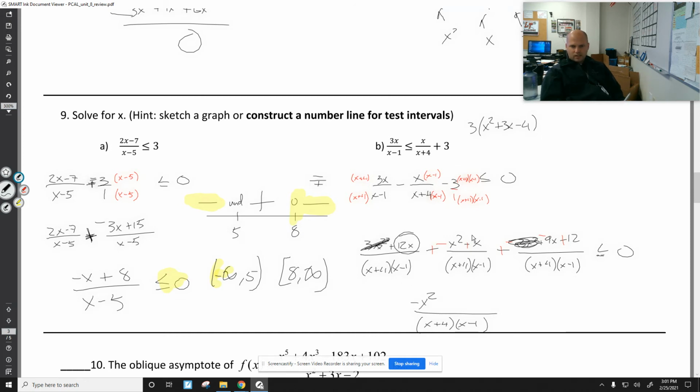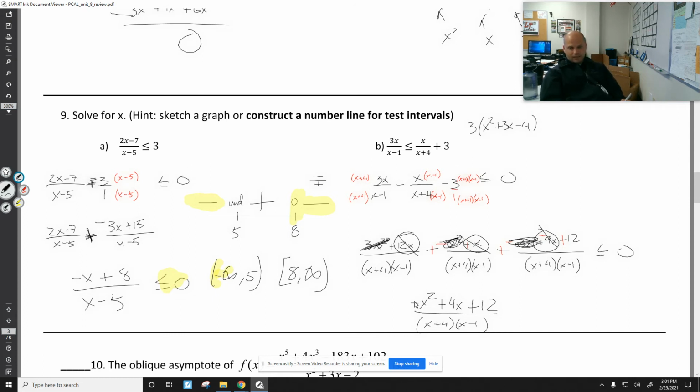The 12x, I've already done the negative x squared. The 12x plus an x is 13, minus the 9. 13 minus 9 is 4. So plus 4x. Those are gone. Finally, plus 12.